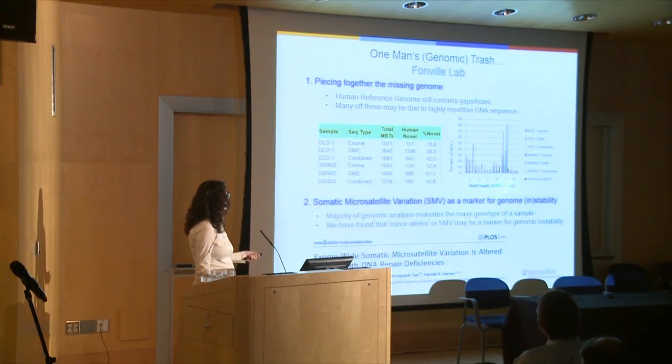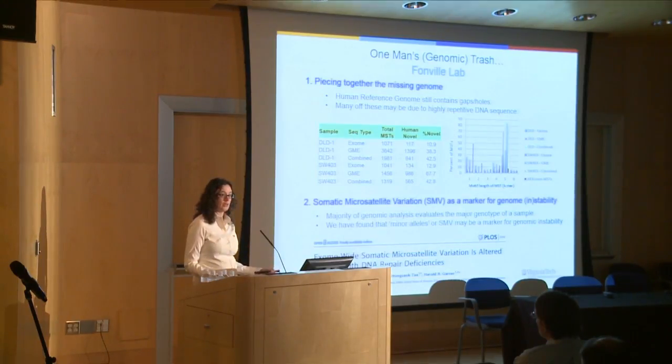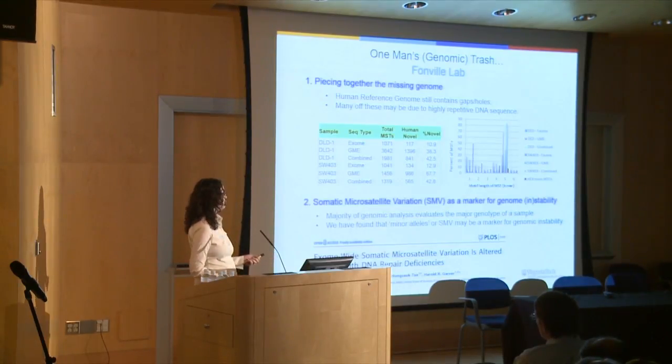We're starting to be able to analyze this and ask: what are all of these? What purpose do they serve? We think that many of these are centromeric microsatellites, and we can start piecing these together.